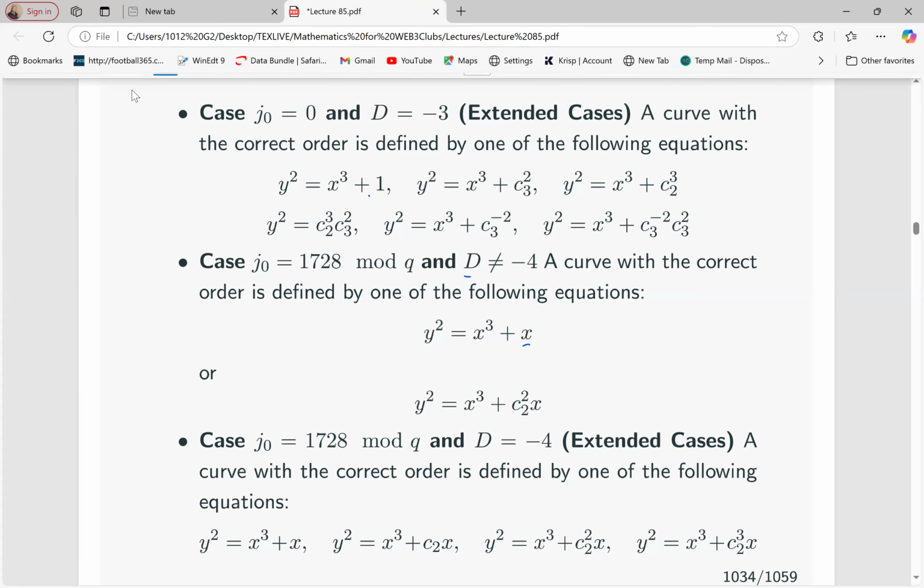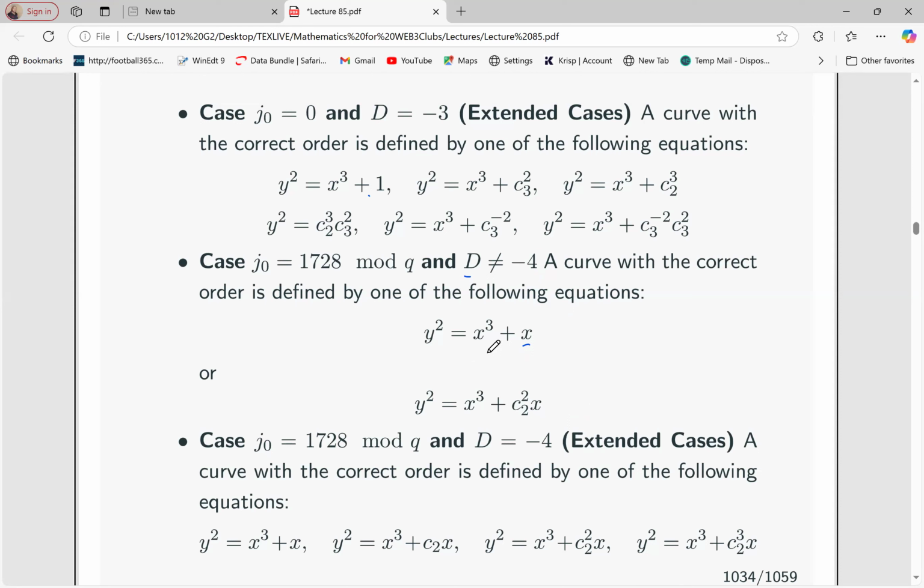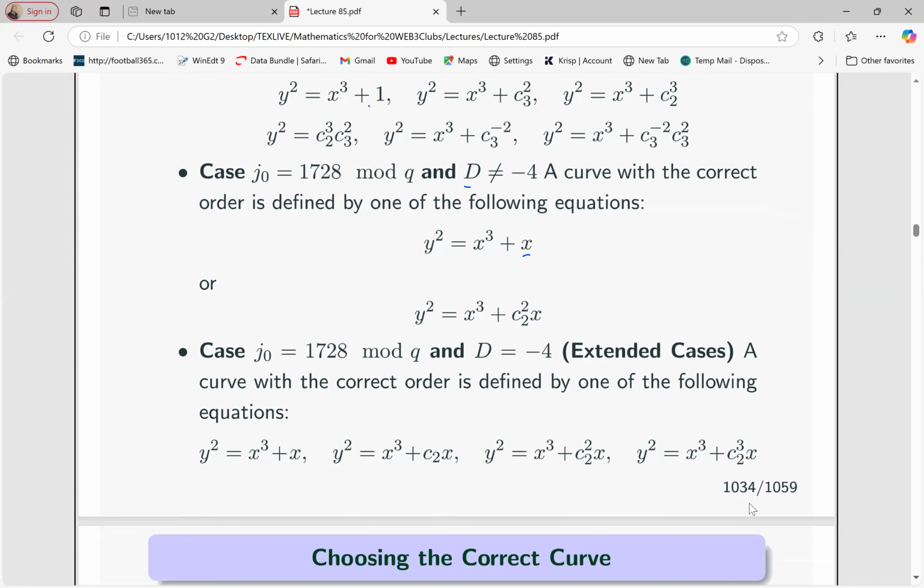Now you have seen a scenario explaining why we have some elliptic curves that do not have B. They only have A on the right-hand side and x cubed. So these are cases where the J invariant was 1728, and either D was not -4 or D was -4. So if it is -4, then your equation will take any of these forms.